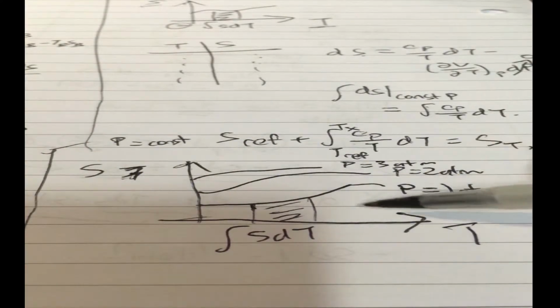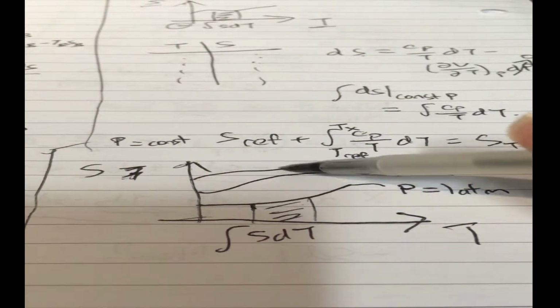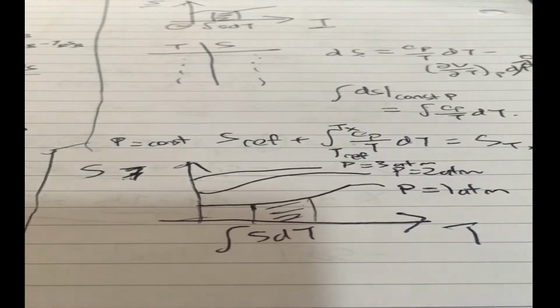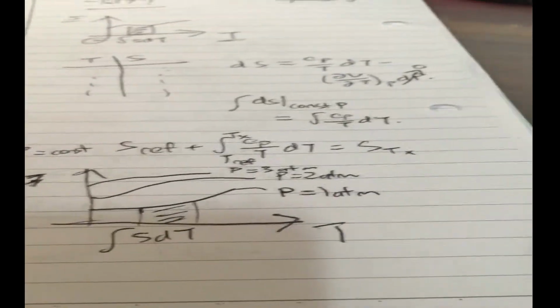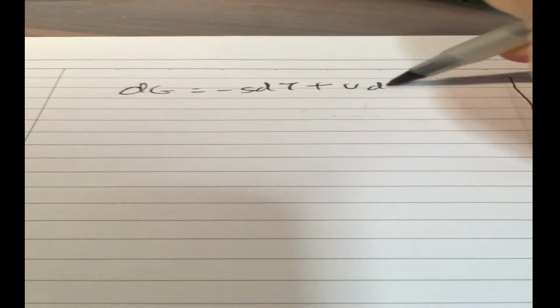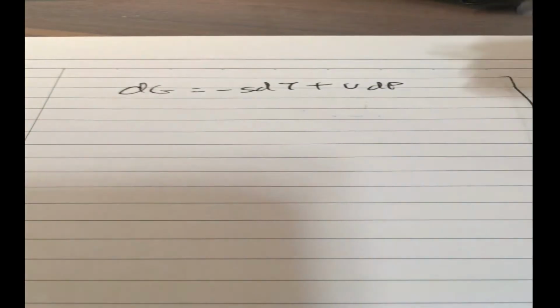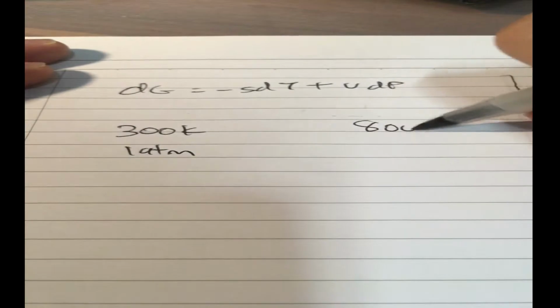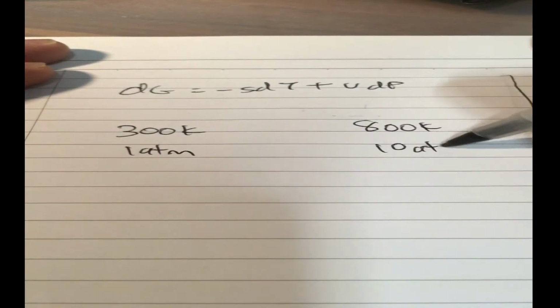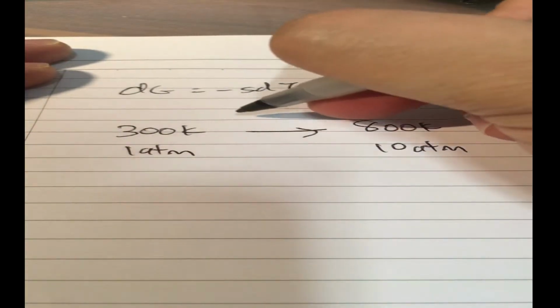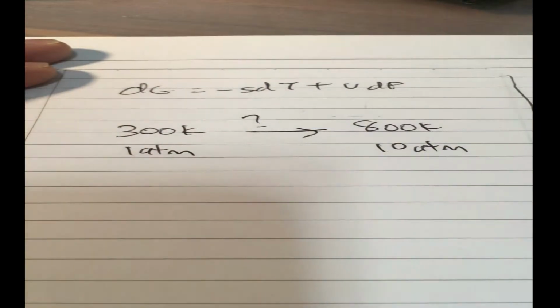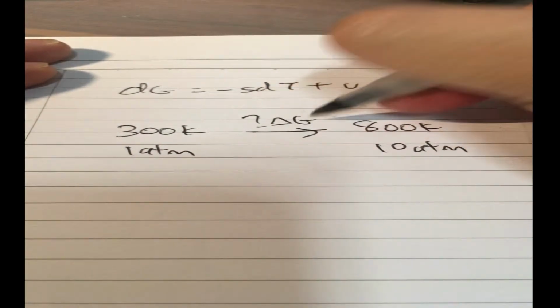Now, there's only one problem with that. You haven't accounted for pressure changes to find your delta G. So what do you do when you have a system at 300 K, 1 atmosphere, and you're changing to 800 K, 10 atmosphere? What are you going to do to find your delta G?